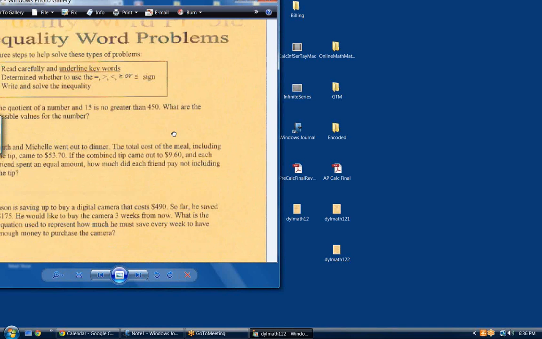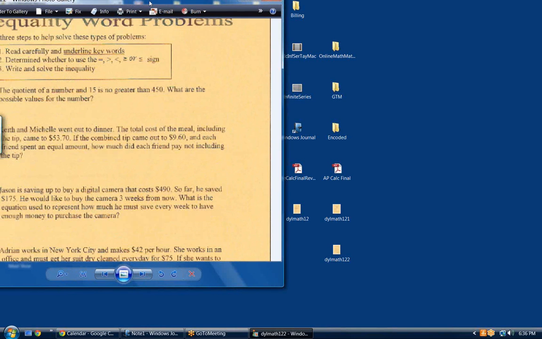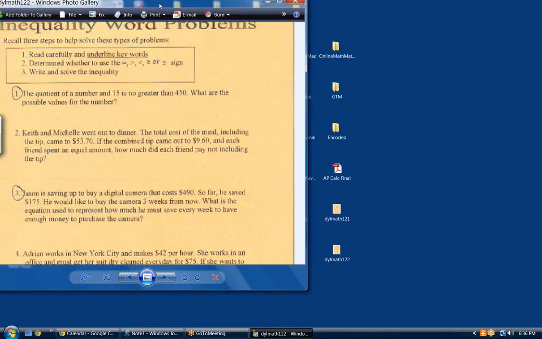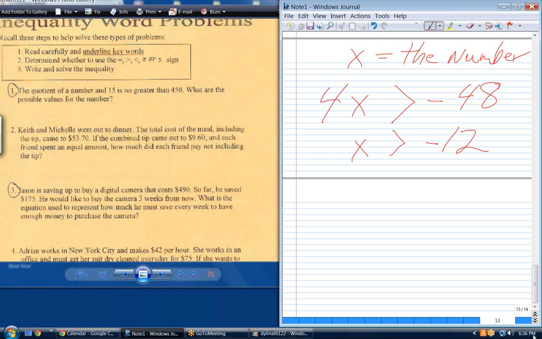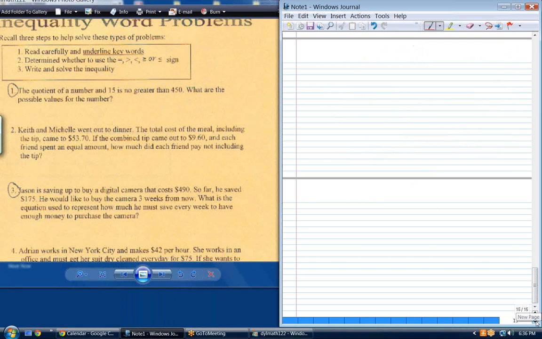Word problems. Everybody hates word problems. But I can tell you that they will become a piece of cake as long as you do this first step every time. The reason people hate word problems is because they never define that variable, and then they try to write an equation without knowing what the variable means.